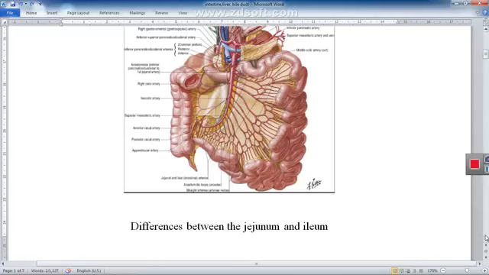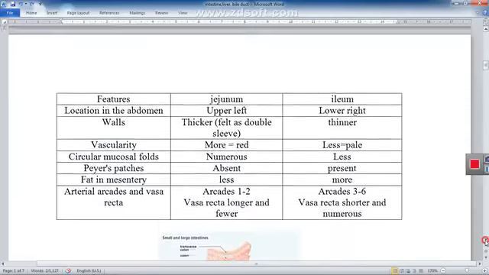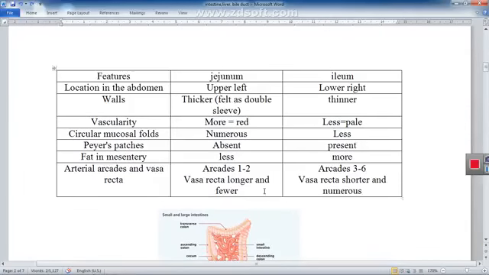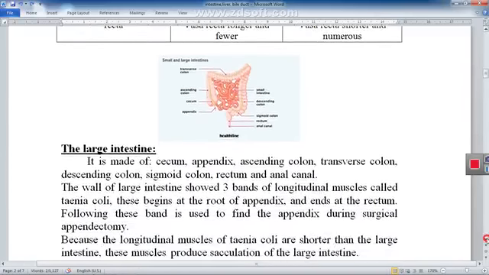That's why the last difference is suggested in the table: arcades in the jejunum are 1 to 2 with long, few vasa recta, but arcades of the ileum are 3 to 6 with short and numerous vasa recta. These are the most important points about the anatomy of the small intestine.